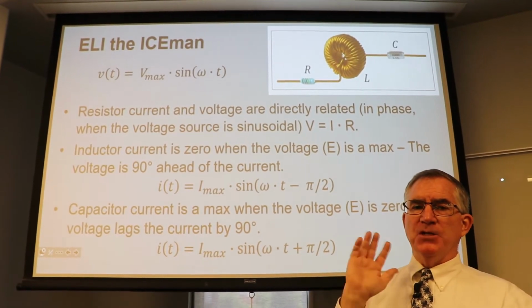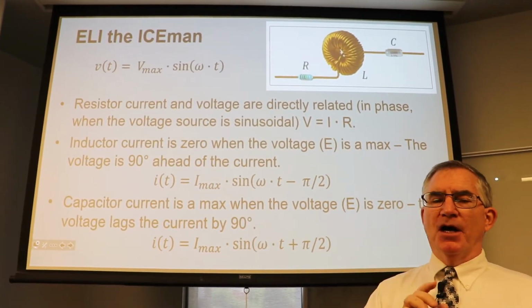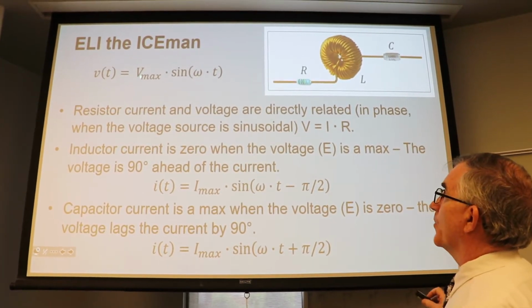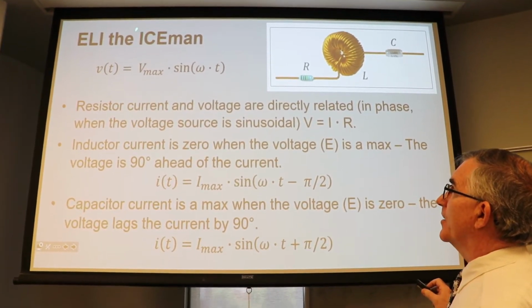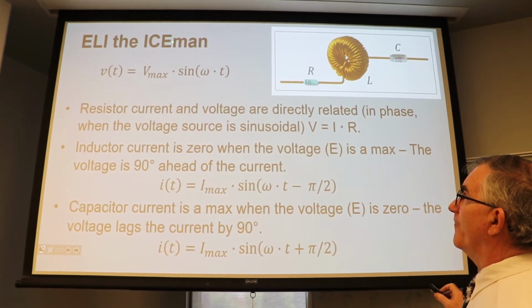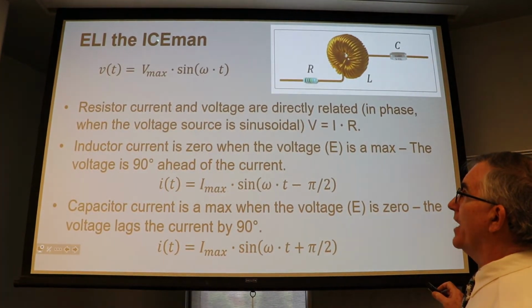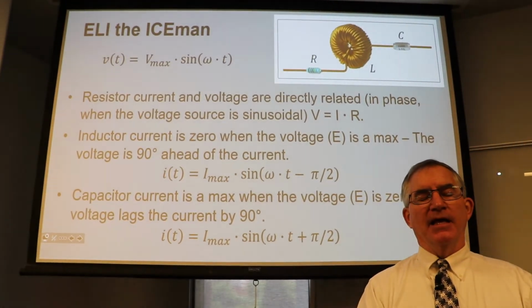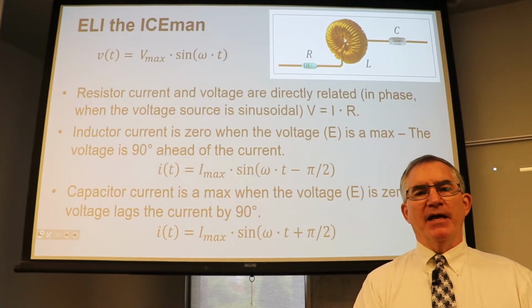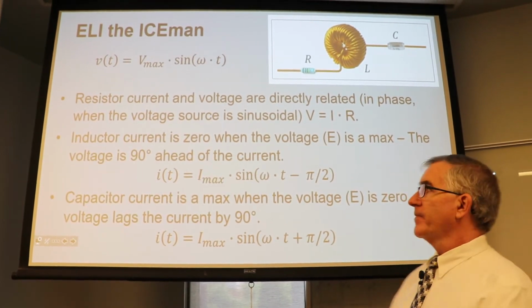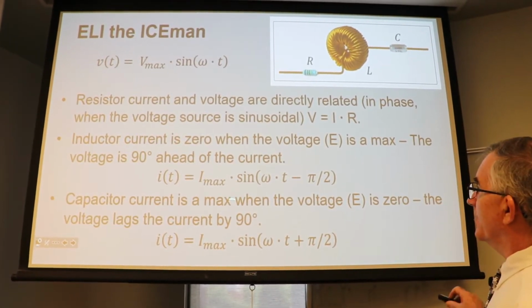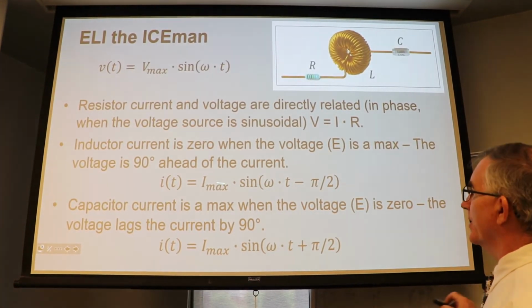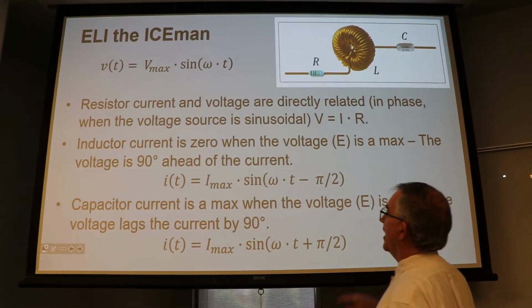So you can see the phase relationships in an inductor and a capacitor are more complicated. All right, and that's where ICE comes from. The current is ahead of the voltage in a capacitor. So a nice way of remembering that is the line ELI the ICEman. ELI the ICEman. All right. Anyway, this is what the current looks like when it goes into the capacitor, it is ahead.